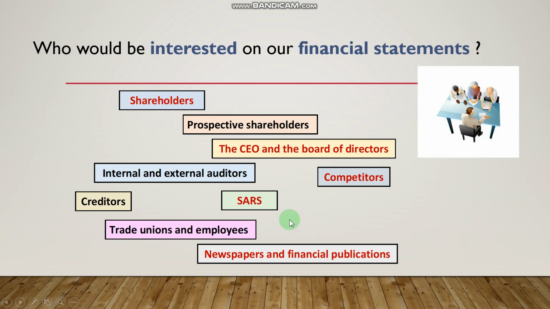Okay, the next example I want to take is SARS. SARS are interested in the tax of the company. They want to know whether the company has calculated their profits correctly and applied the correct percentage, a formula, in determining the amount of tax that they need to pay. Remember, a public company would have to pay income tax based on the net profit that they made. So SARS has an interest there to see if everything is in order.